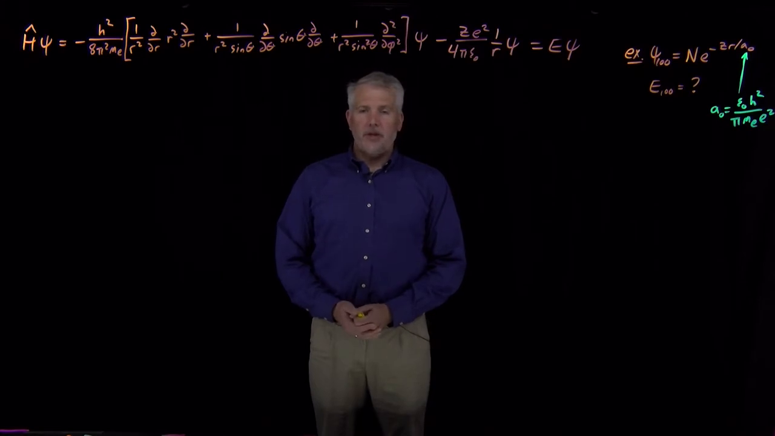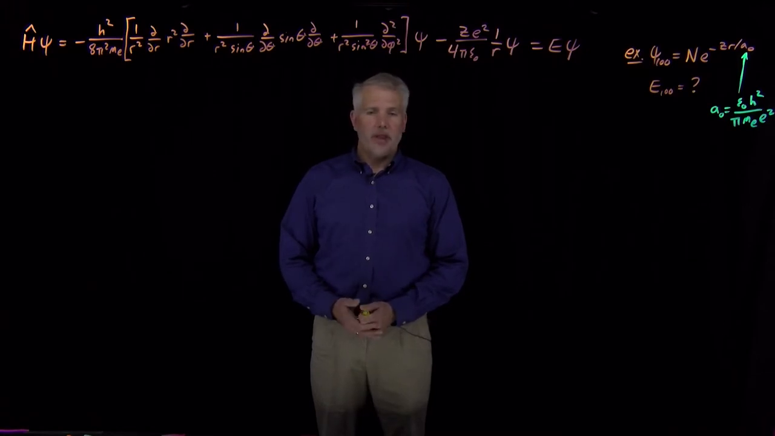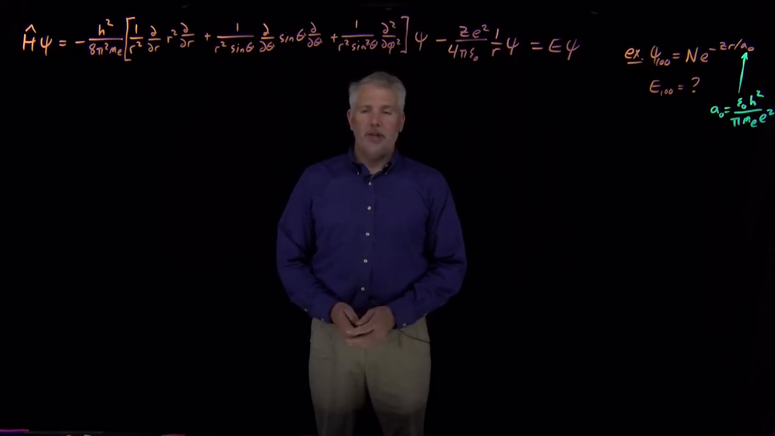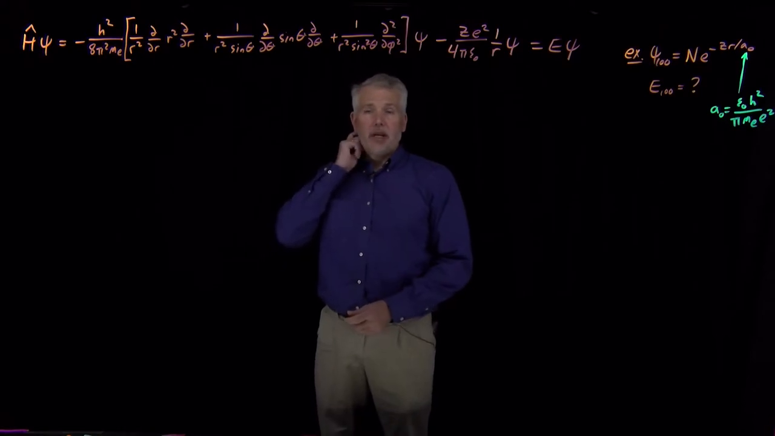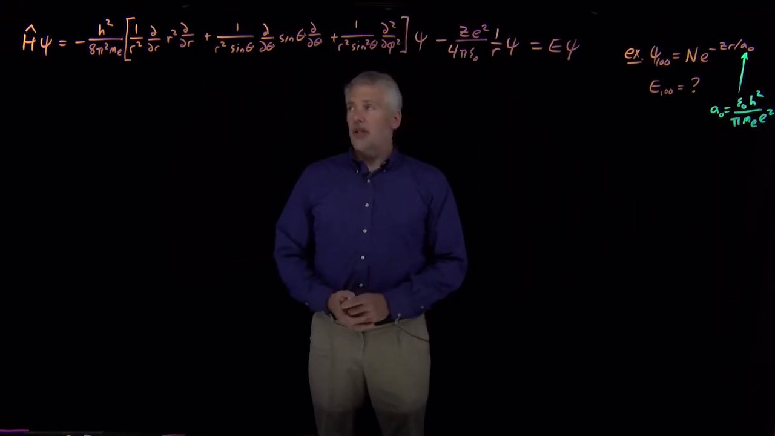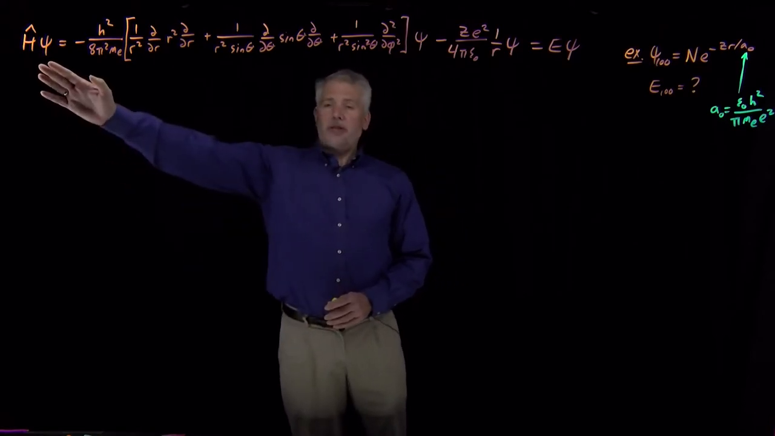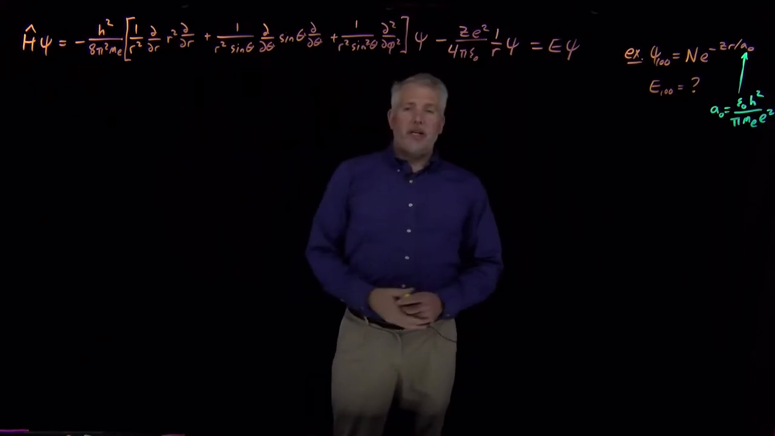So we've seen that we can solve the Schrodinger equation. We can write down the wave functions for the hydrogen atom. There's one thing left that we haven't done for the Schrodinger equation for the hydrogen atom, and that's to talk about the energies. The Schrodinger equation in its full form is written out here for the hydrogen atom.